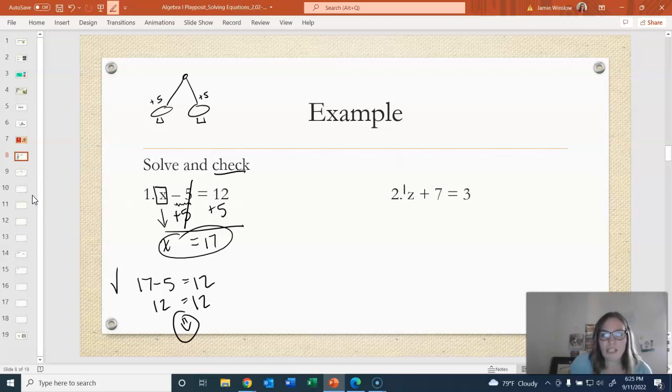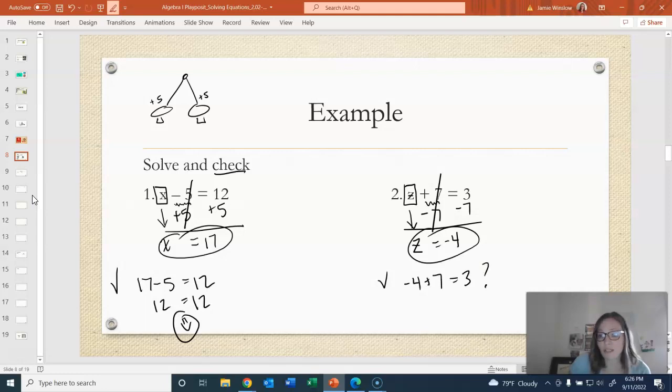Number 2, we are trying to solve for z now. So we're trying to move our 7. This is a plus 7, so remember the inverse is minus 7. You can use your Desmos at any time. I usually put a line through my z so it doesn't look like a 2. 3 minus 7 is negative 4. And we're done. Let's check it. We're going to plug negative 4 back into the original equation. Negative 4 plus 7, is that 3? And it is. You can even use your Desmos if you can't remember. Negative 4 plus 7 is 3.